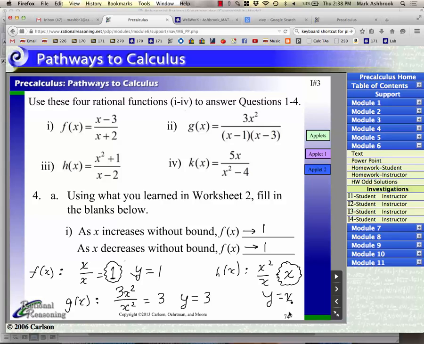Okay, last one, k. So for k, what's the effective leading term? 5x over x squared, which simplifies to 5 over x. So for large values of x positive, the graph is going to be like 5 over x. Okay? So what is that? For large positive x values, the function k will do what? What will that do for large x values? 5 over x.